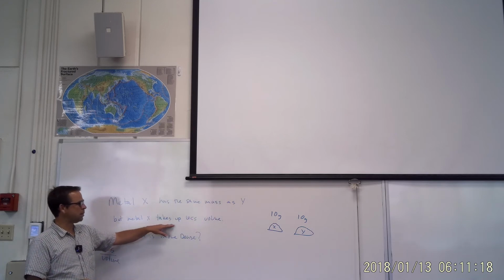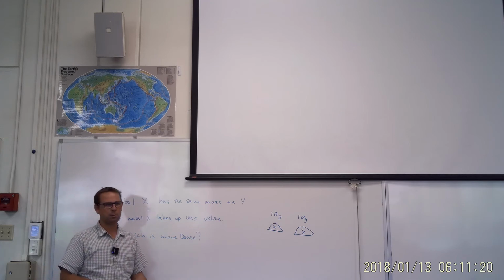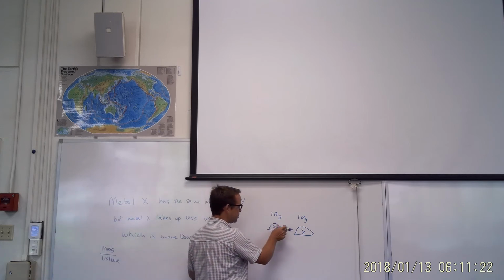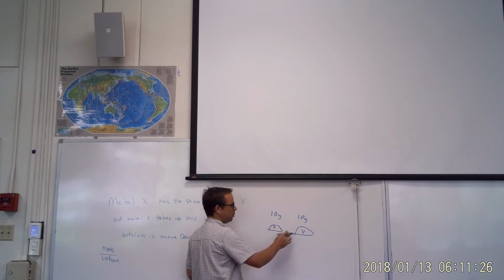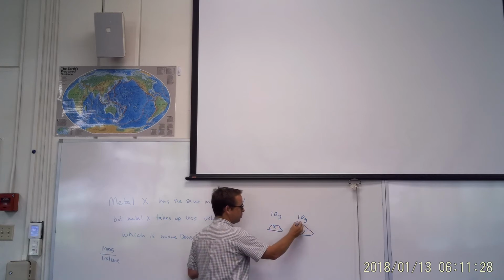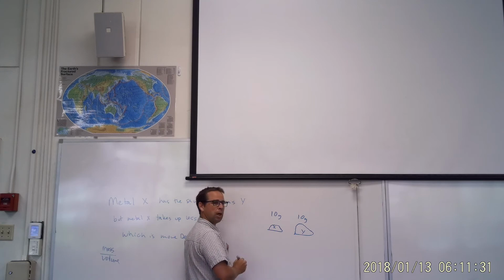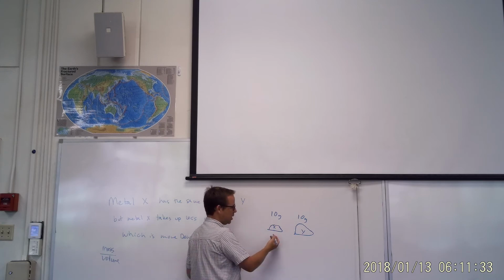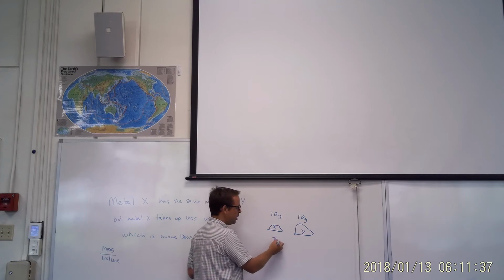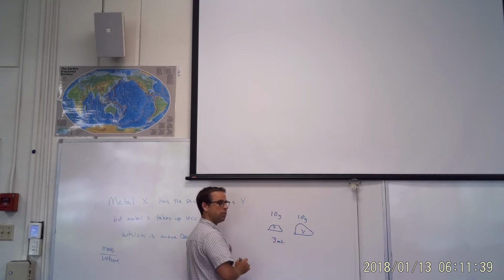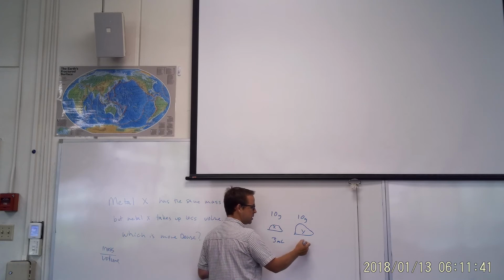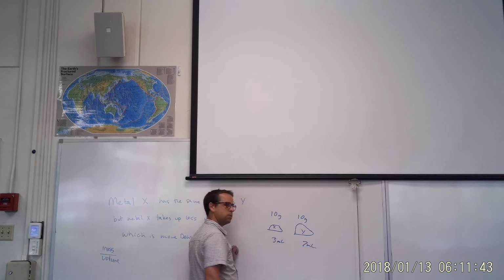Metal X takes up less volume. So what does that mean? I have to make this pile a little bit smaller. Right? Maybe I'll make this one a little bit bigger. Okay, they're both 10 grams. Let's give this a volume. Somebody tell me a number. 3 milliliters is a unit of volume. What about this one? 7 milliliters.